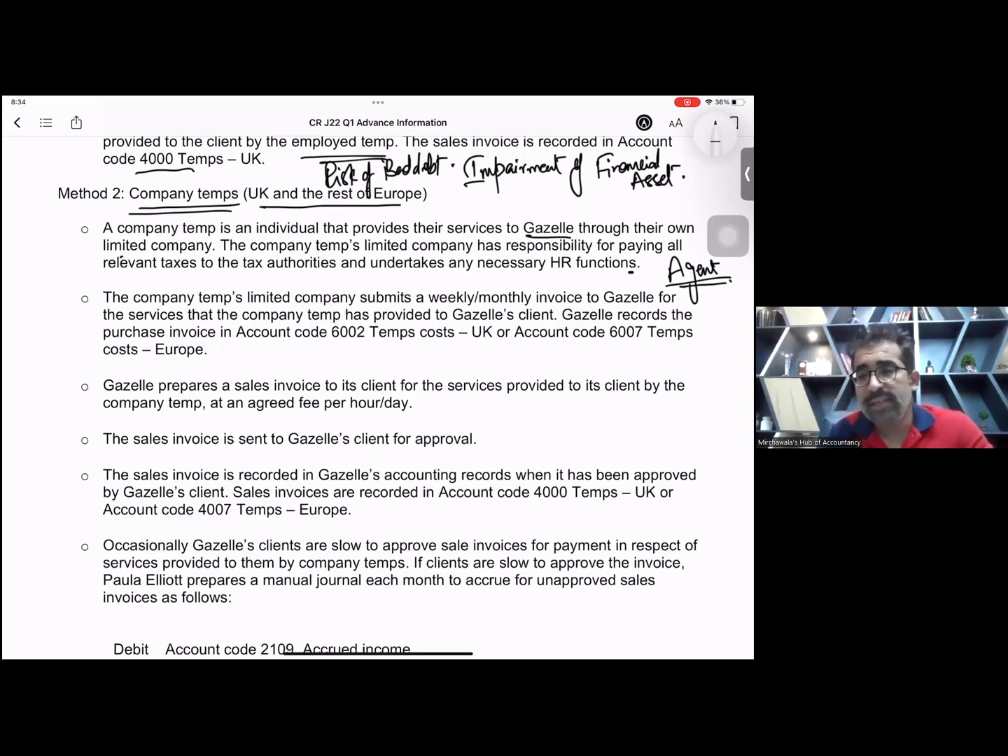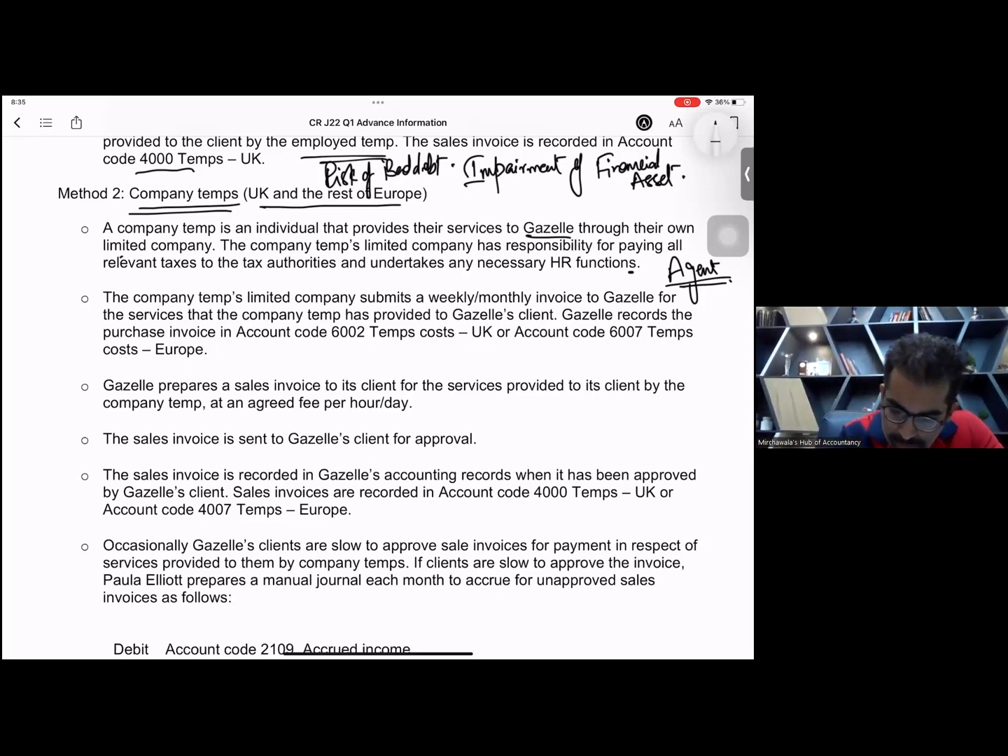And in your basic studies, you have studied that an agent can't book the complete transaction in their own books. An agent can only book commission, the net benefit. Okay. So in that case, now see the scenario.